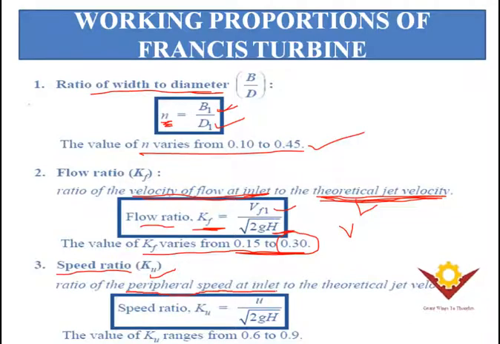Next, coming to the speed ratio, it is designated as Ku, and it is the ratio of the peripheral speed at inlet to the theoretical jet velocity. Peripheral speed means the speed of the blade. And this one is your theoretical velocity. The value of Ku, the speed ratio, lies between 0.6 and 0.9. Once again, these are very useful to solve your problems on the Francis turbine.